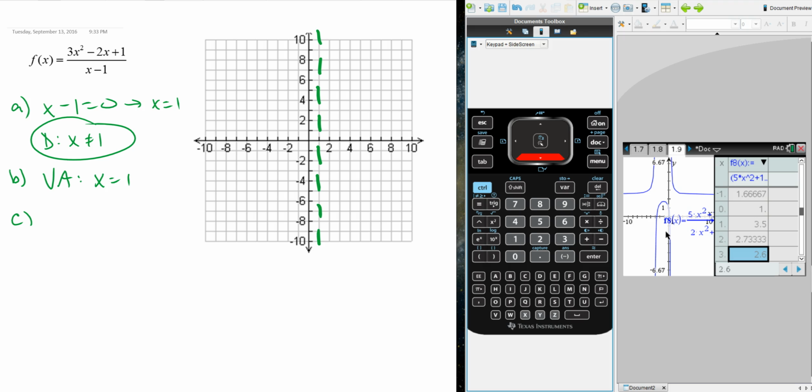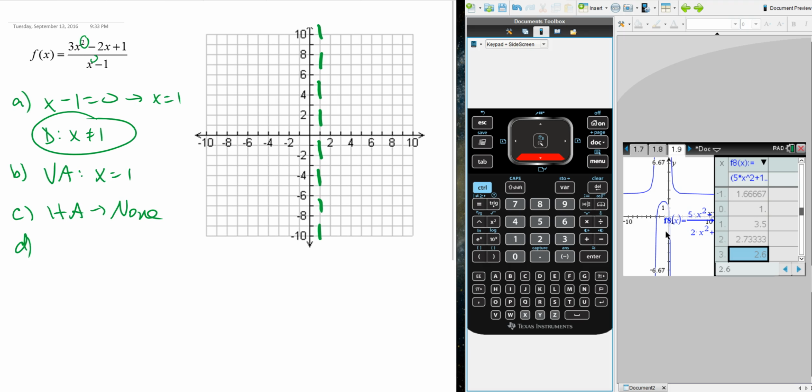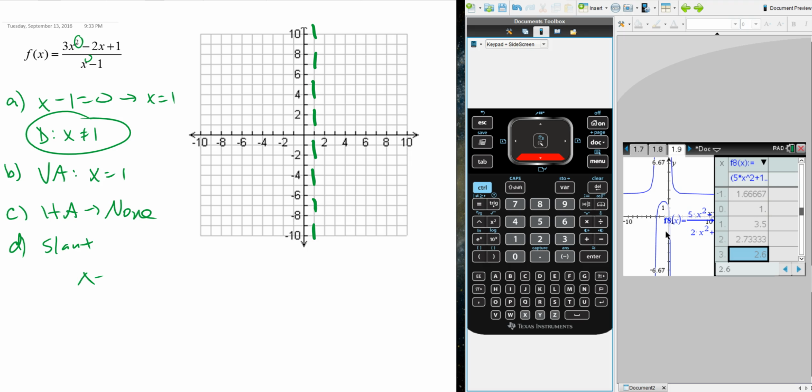Part C says horizontal asymptote. Well, the degree of the numerator is 1 larger than the denominator, so this has no horizontal asymptote. Because it's exactly 1 larger than the denominator, it does have a slant asymptote. And we find that with long division. So x minus 1 goes into 3x squared minus 2x plus 1. That is 3x, so 3x squared minus 3x.